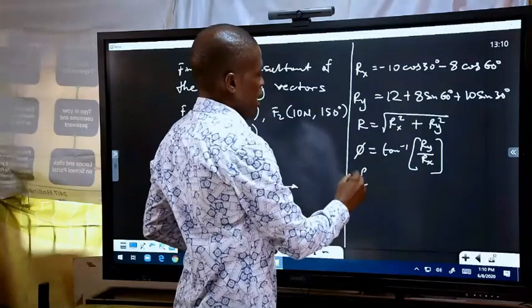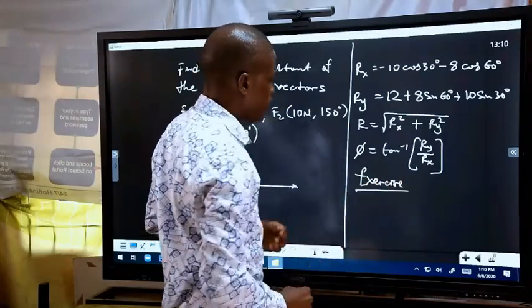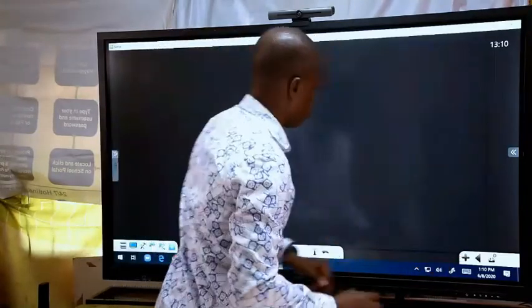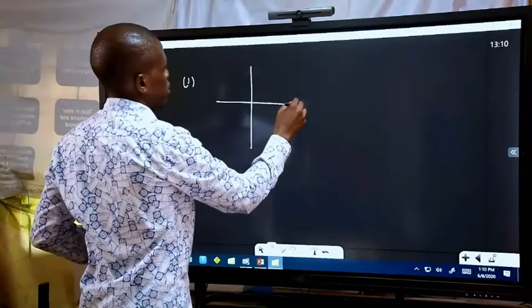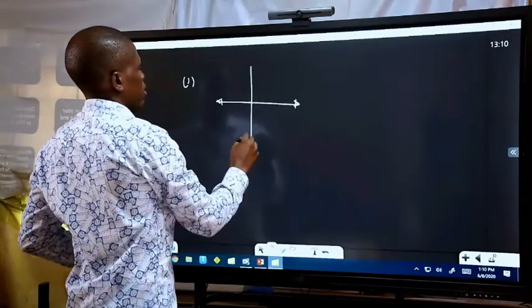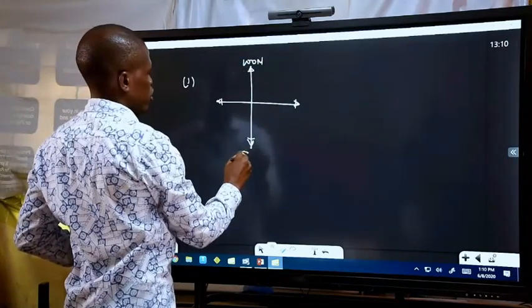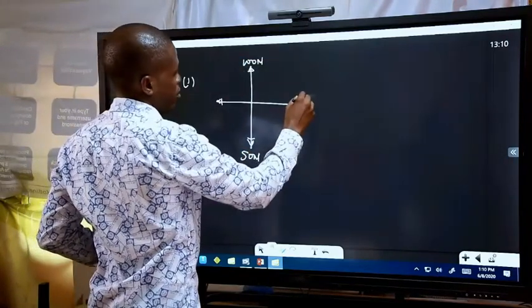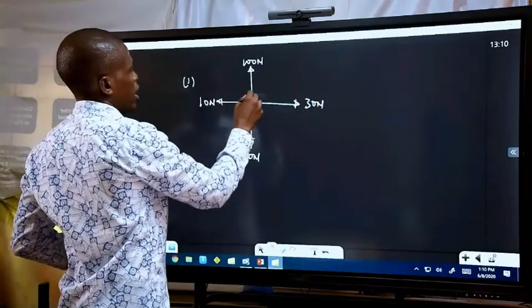Okay? So I would like to leave you with these questions to solve. Just two questions. We have one of them: find the resultant of these forces. We have this. We have 100 newtons force. Here is 50 newtons force. Here is 30 newtons force. And here is 10 newtons force at angle 90.